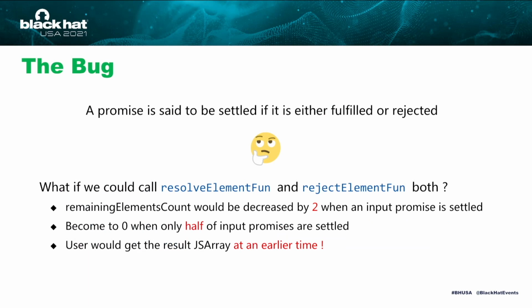Normally, the resolve element function or reject element function should only be called at most once, which means turning a pending promise into a fulfilled or rejected state. But what if we could call them both? The remaining elements count would be decreased by 2, and it would become 0 when only half of the input promises are settled. As a result, the user would get the result array at an earlier time.